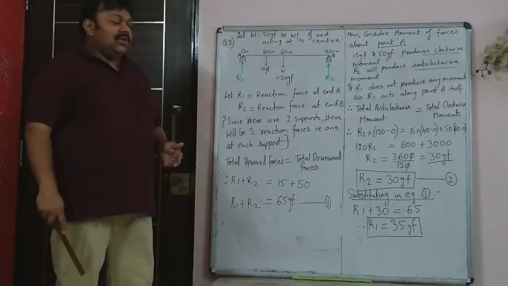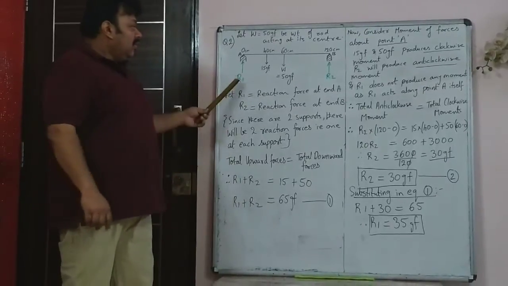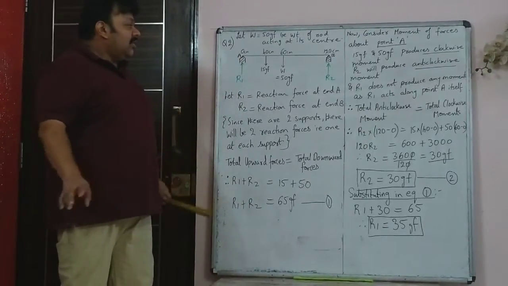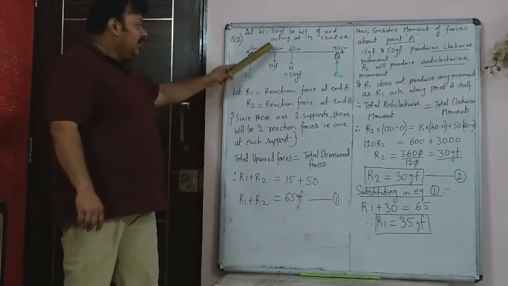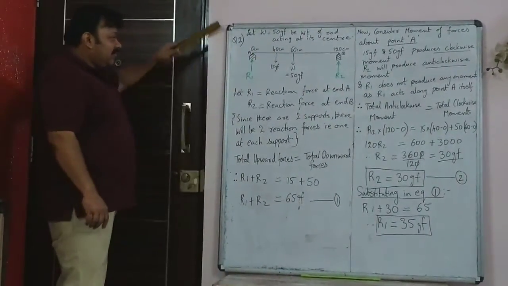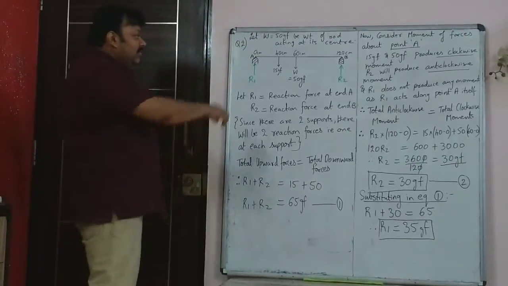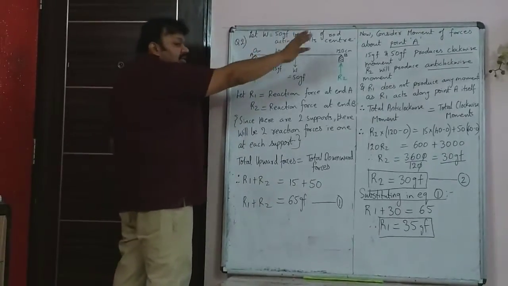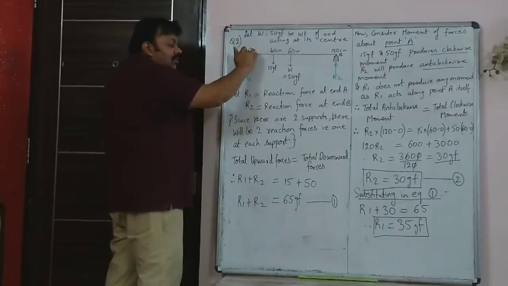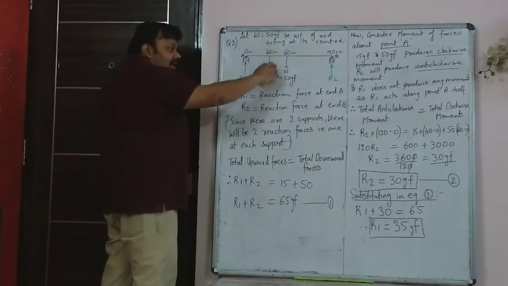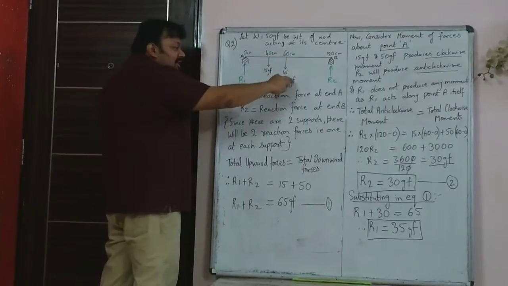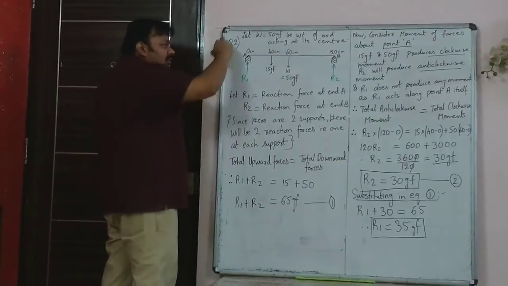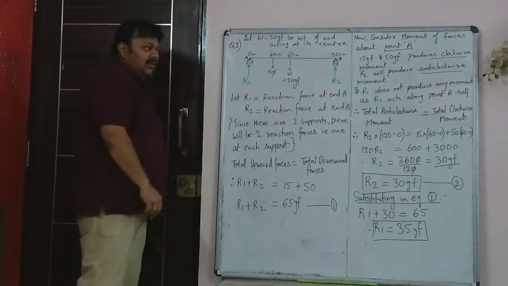Whatever may be the force applied on it, R1 doesn't produce any moment as it acts on the point A itself. If only the support is there and that support is not there, the 15 GF would have caused clockwise movement. This 50 GF weight of the rod also would have caused clockwise movement.